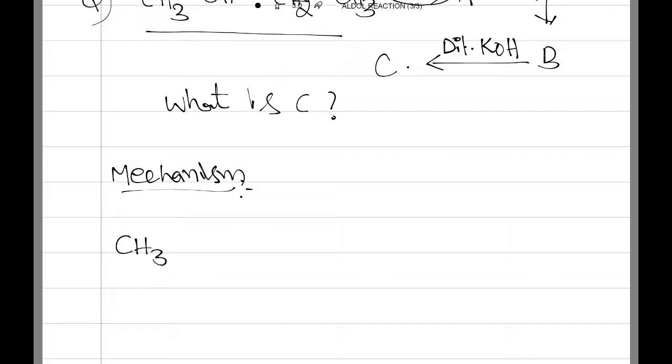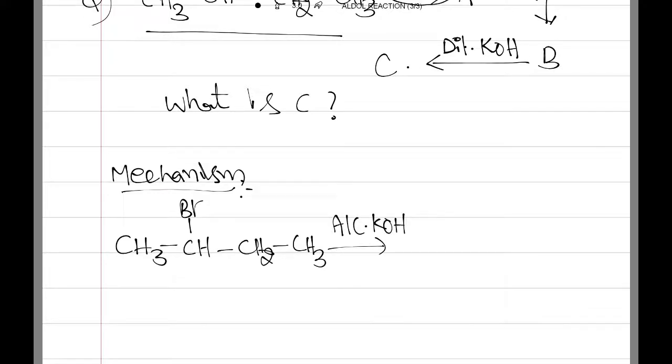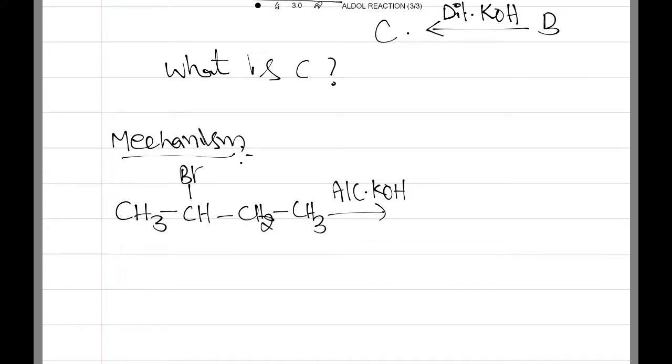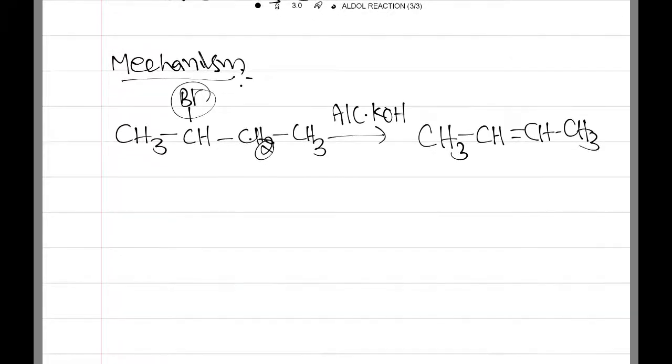Okay, right. So CH3 CHBr CH2 CH3. If I write it with alcoholic KOH, elimination reaction always proceeds. From this carbon one hydrogen will get eliminated along with the bromine, and we can get the alkene, like this: CH3 CH double bond CH CH3. Okay, so this we can get.